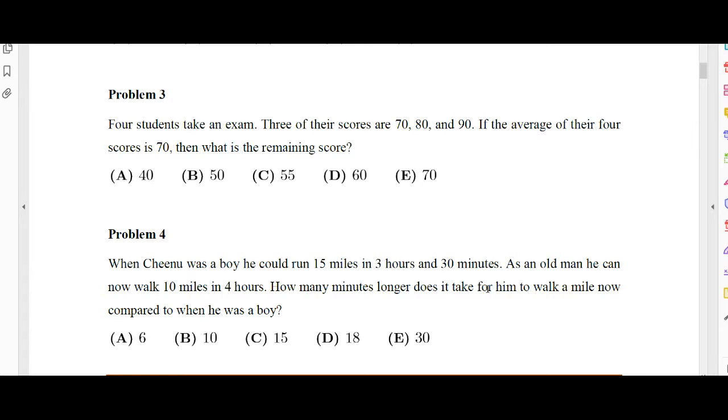Guys, would you see problem 4, please? I want to read this problem. When Chinu was a boy, he could run 15 miles in 3 hours and 30 minutes. He's fast or no? I don't know. Okay, anyway. As an old man, he can now walk 10 miles in 4 hours. Holy. How many minutes longer does it take for him to walk a mile now compared to when he was a boy?